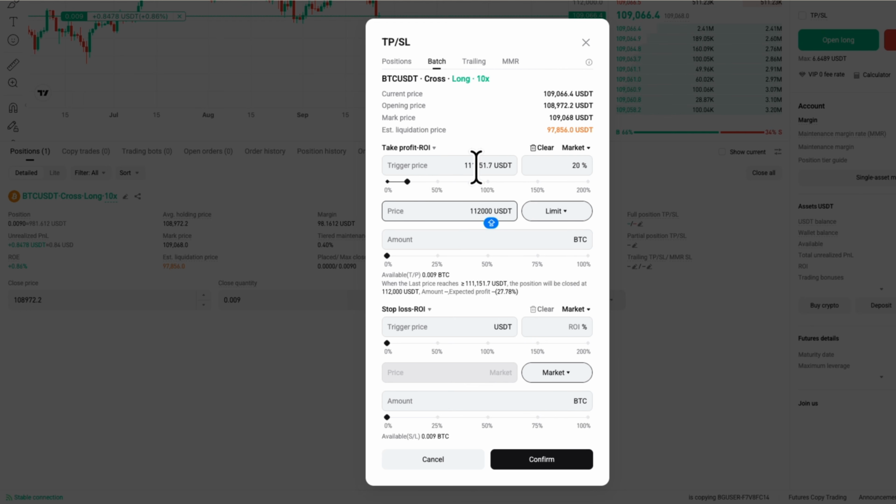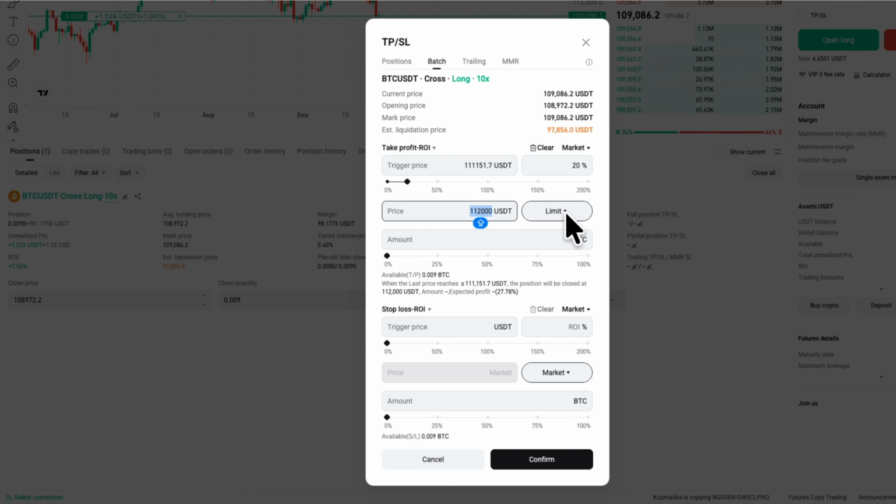So this trigger price means that once the price of Bitcoin gets to this price, then the trade to take some profit at this price will now open. That means that a new order will now come out that you want to take profit at $112,000. That's just the meaning. So this one is like a trigger price, something that will trigger the take profit.